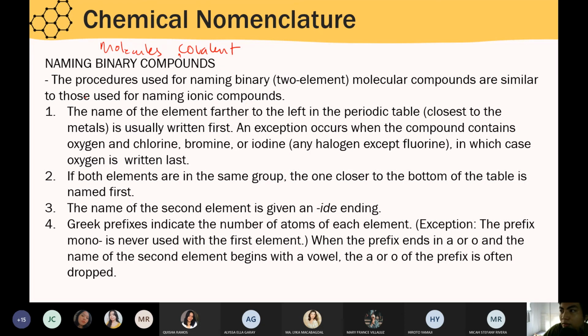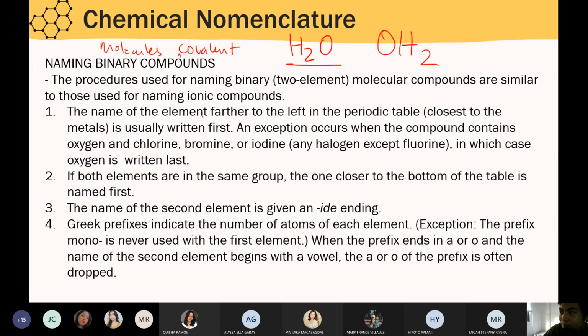So what's the rule? The rule here is that the element that is farther to the left should be written first. Okay. For example, in water, why do we write water as H2O? Why not OH2? Because according to this rule, if your element is farther to the left, that means you have to write it first. And as you can see, hydrogen is the leftmost element. Okay, so that means H2O, you should write the H first before the oxygen talaga. Okay, so you have to write first the formula correctly.